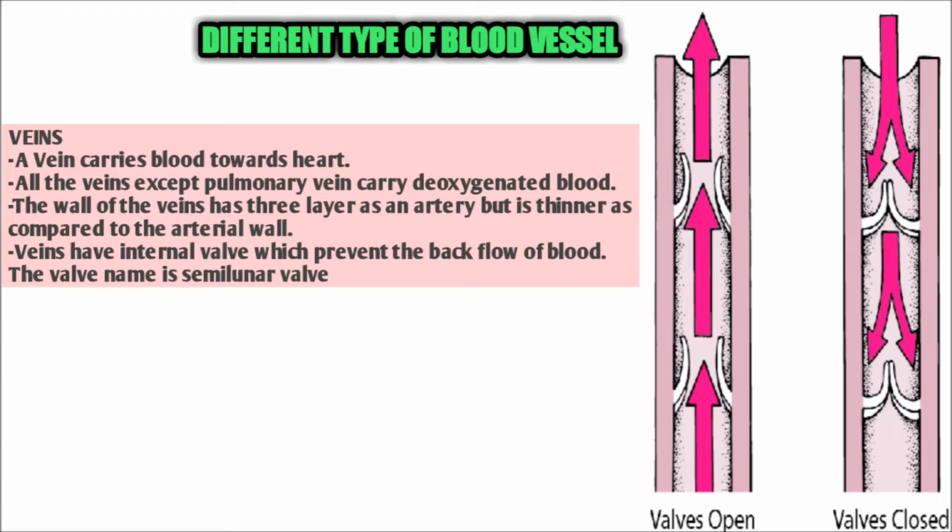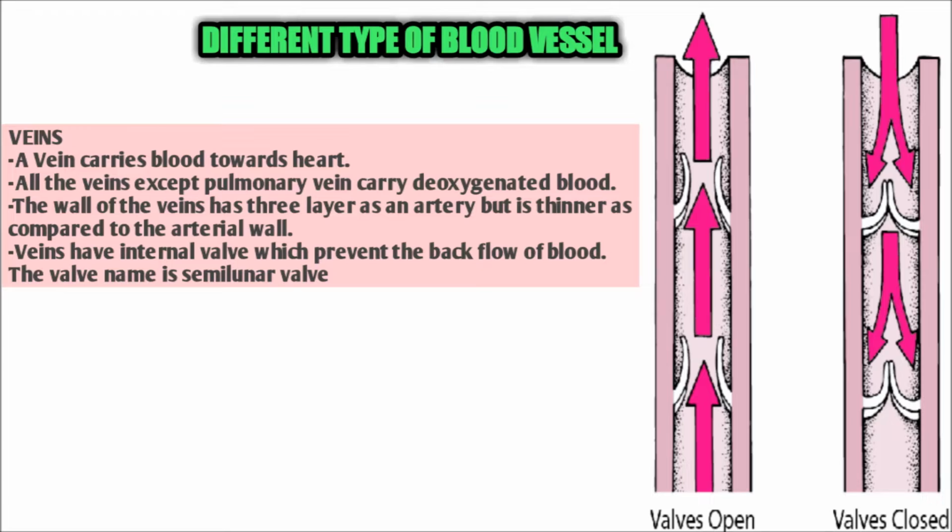When we learn about the structure and function of the heart, at that time I will show you the diagram and explain how the veins carry blood into the heart. For now, just a simple vein, which is spread throughout the human body, carries deoxygenated blood from the whole body to the heart. All the veins except the pulmonary vein carry deoxygenated blood.